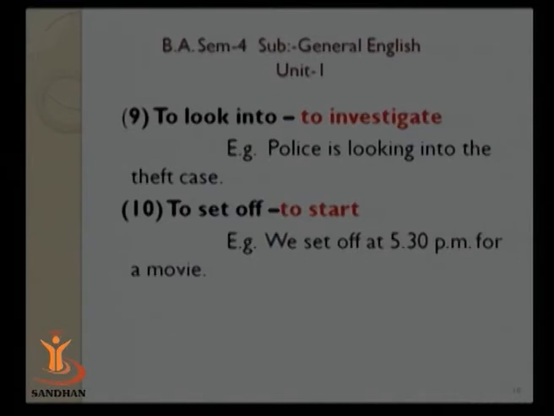For instance, police is looking into the theft case. Number 10, to set off means to start.